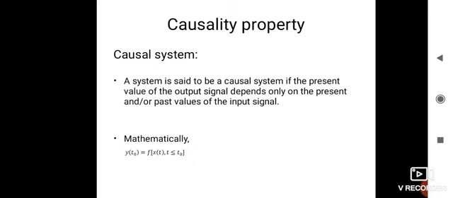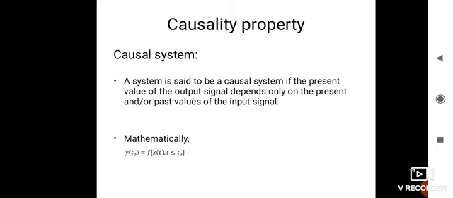So it is mathematically shown that y(t0) equals f of x(t), where t must be less than or equal to t0. That means t0 is our present time. Suppose t0 is our present time, and x(t) has values for t less than or equal to t0, then it is a causal system. So this is our causality property, where the system satisfies this condition.